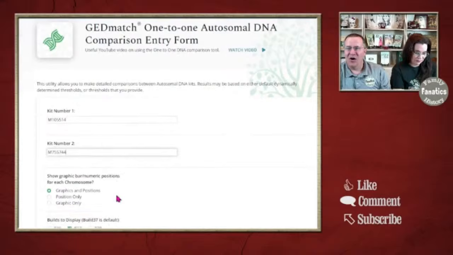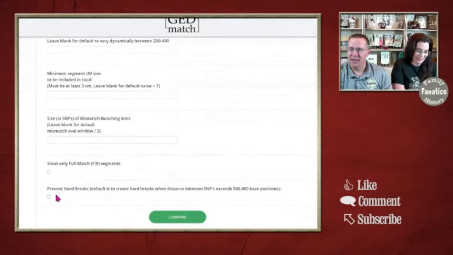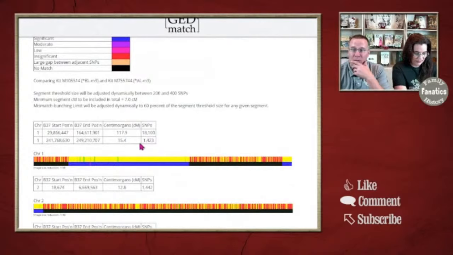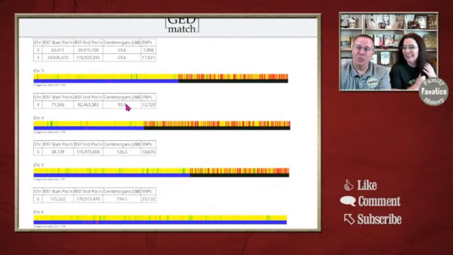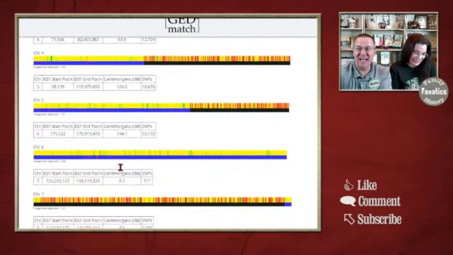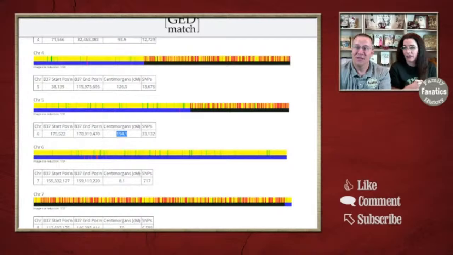So I'm going to do graphics and position. We'll do that, and we'll prevent the hard breaks. So this is between me and my grandfather. Look at that. Right smack dab on chromosome number one, I've got a 100 centimorgan segment. No, that's more than 100. But it's more. Look at that. On chromosome number four, I have almost 100. On five, I have 126. On six, I have 194. Yes, so 194 centimorgans. That's 200. That's much bigger.